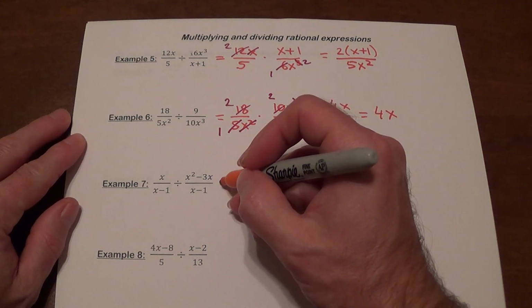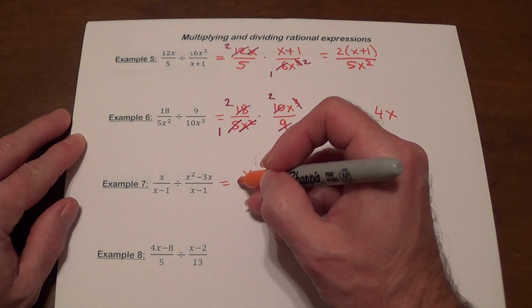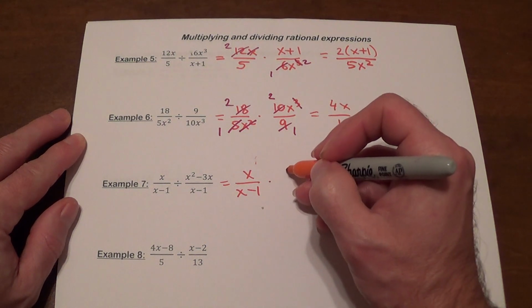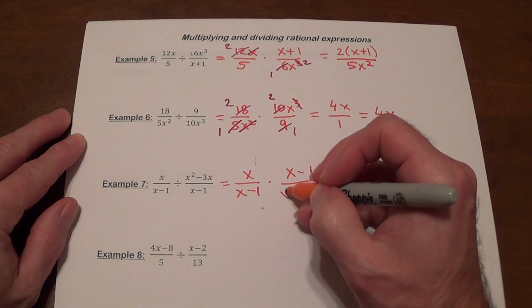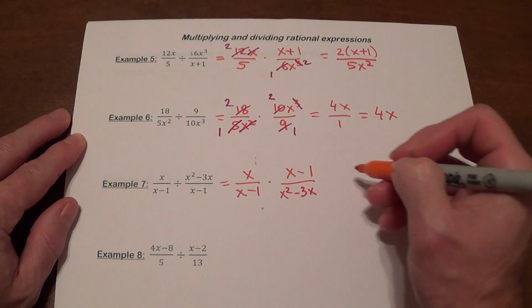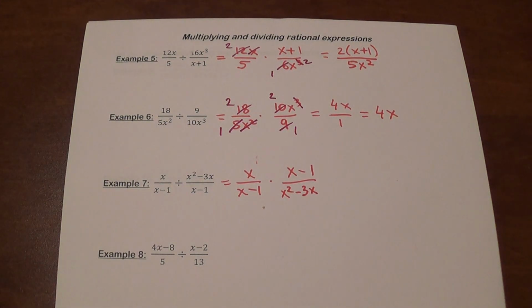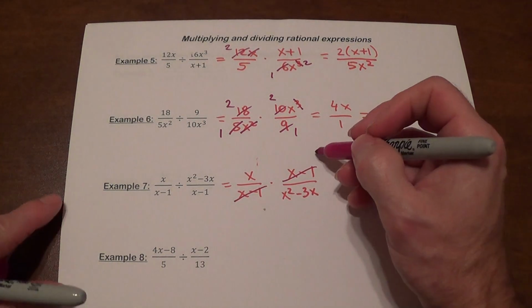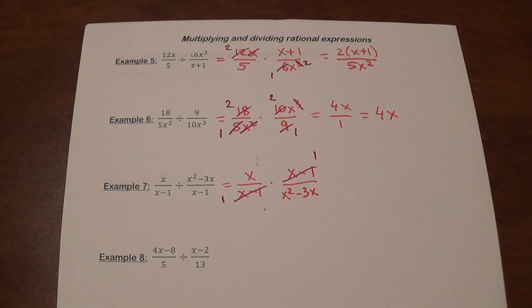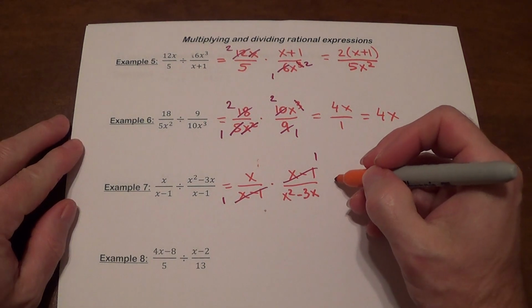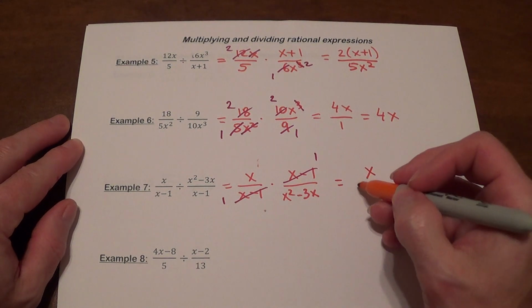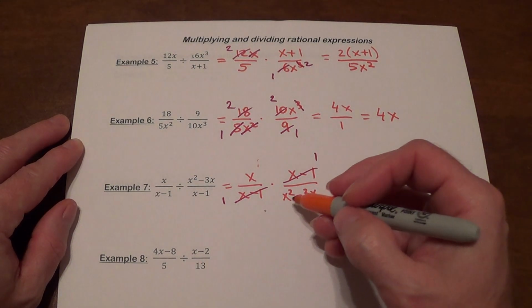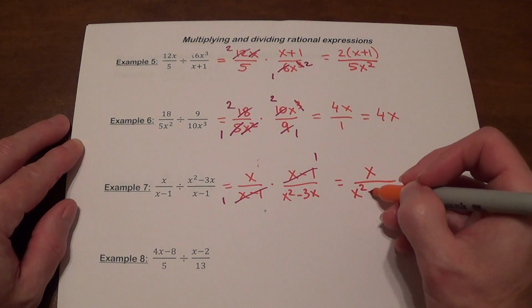Next problem. Rewrite first. So we have x over x minus 1 times x minus 1 over x squared minus 3x. Now you don't have to do it in any particular order. You should factor this, but I see that I have x minus 1, and I'm going to cross those out. That's going to leave me with 1 here and 1 here. So when I rewrite that, I'm going to have x times 1 in the numerator and 1 times x squared minus 3x in the denominator.